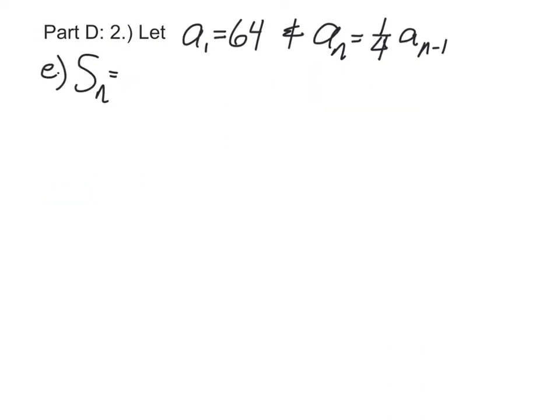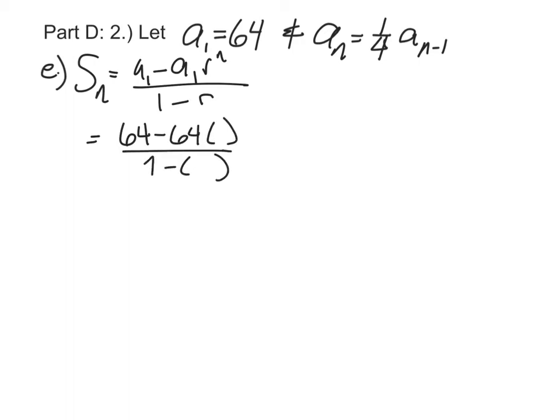Since this sequence is geometric, to find the sum of n terms, I'm going to grab my geometric formula, which is first term minus first term times common ratio to the nth power over 1 minus common ratio. So let's start plugging in what we know. Our first term is 64. The common ratio in this case is 1/4. We saw that we were multiplying every term by this 1/4. And then since we're finding the sum of n terms, we'll take it to the nth power.